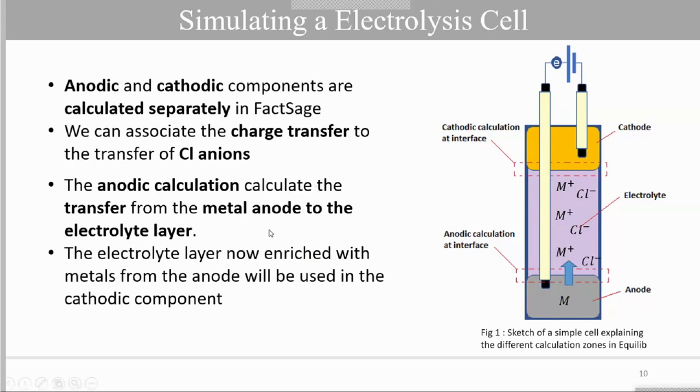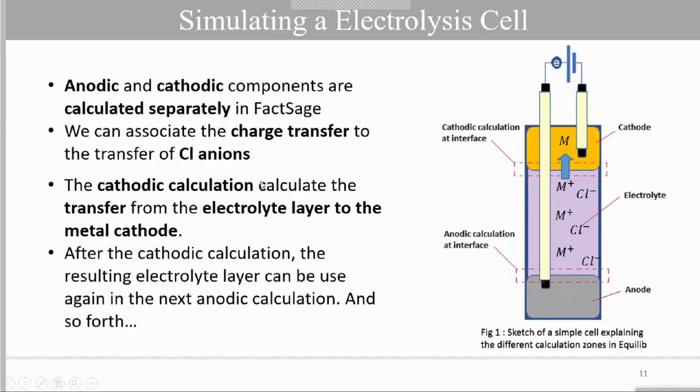So the anodic calculation is the transfer from the metal anode, which is this, to the electrolyte layer. It's an oxidation process with the chloride that's going to oxidize the metal species. And now, when we first do the steps, we have an electrolyte that we have enriched with the metal that comes from the anode. So we can use this new electrolyte composition to then go to the cathodic calculation.